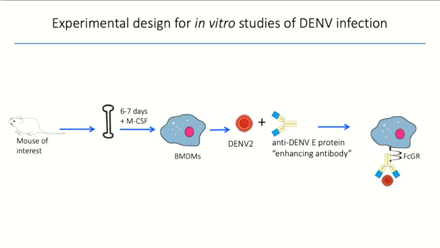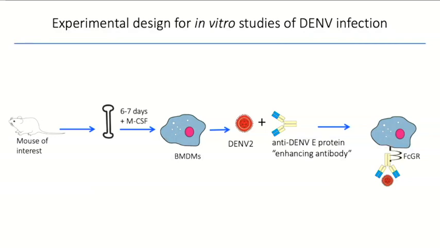To dissect the nature of the host immune response to dengue, I decided to infect cells that had key immune signaling components knocked out. To do this, I took bone marrow from genetically targeted mice, and this bone marrow was then differentiated over the course of 6 to 7 days into bone marrow-derived macrophages, or BMDMs.